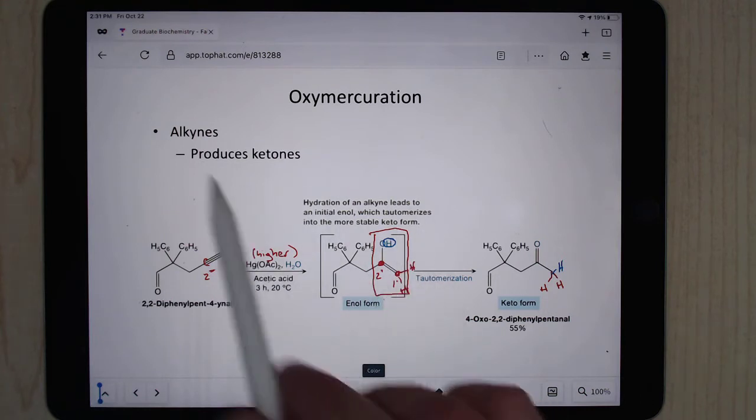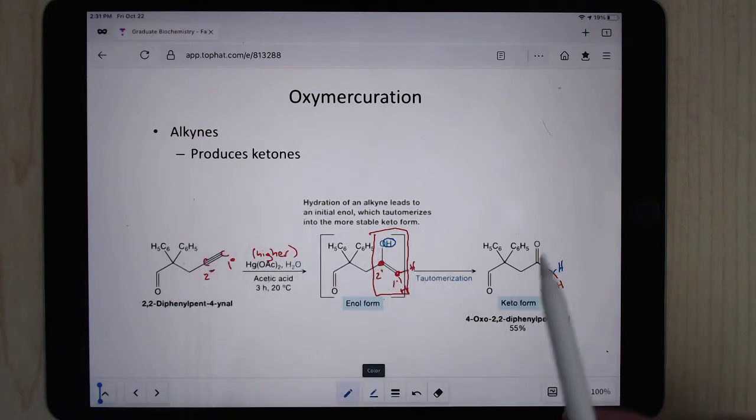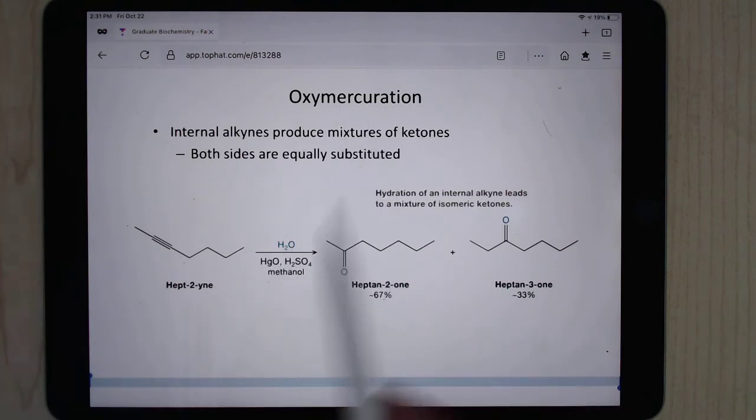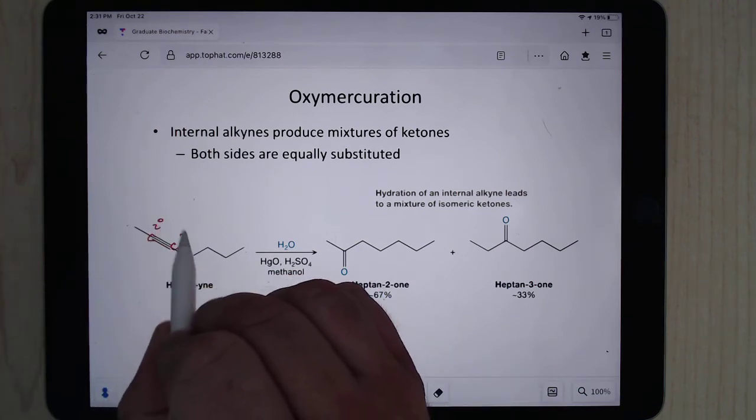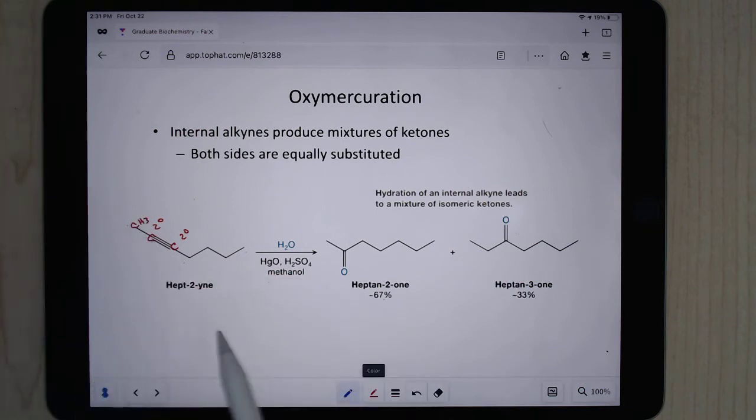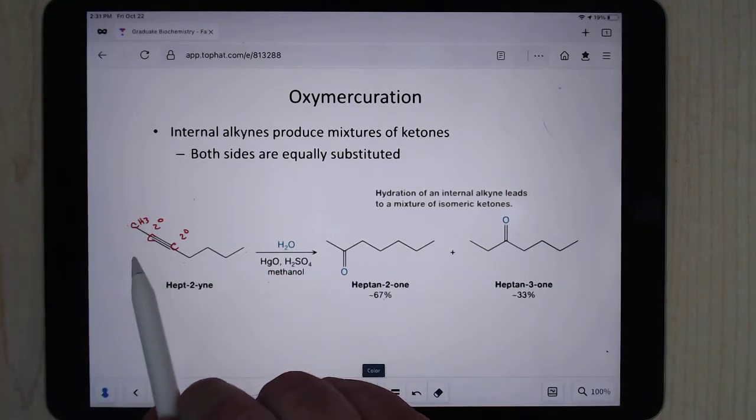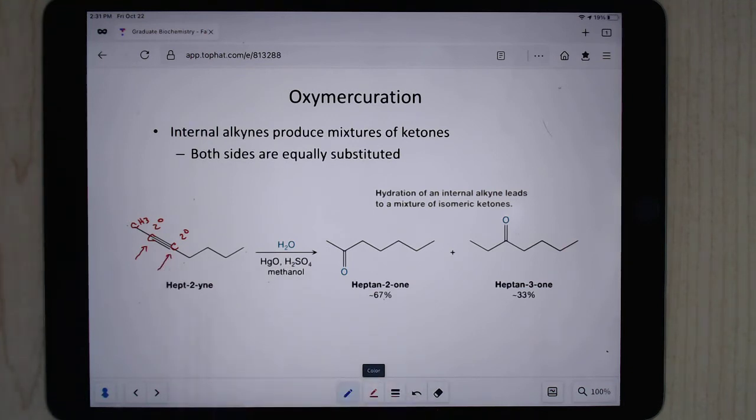So if you have a terminal alkyne, this is a good way of making a methyl ketone, because you're going to put the double bond here, and the other side is going to become a CH3. Now remember with oxymercuration, here are our two carbons. They're both secondary in this case, because this is a CH3 here. So there's no preference. Half the time it's going to go here, half the time it's going to go there, and so you get a mixture of the two. But again, as soon as that first OH goes on, it snaps into the carbonyl, the C double bond O.